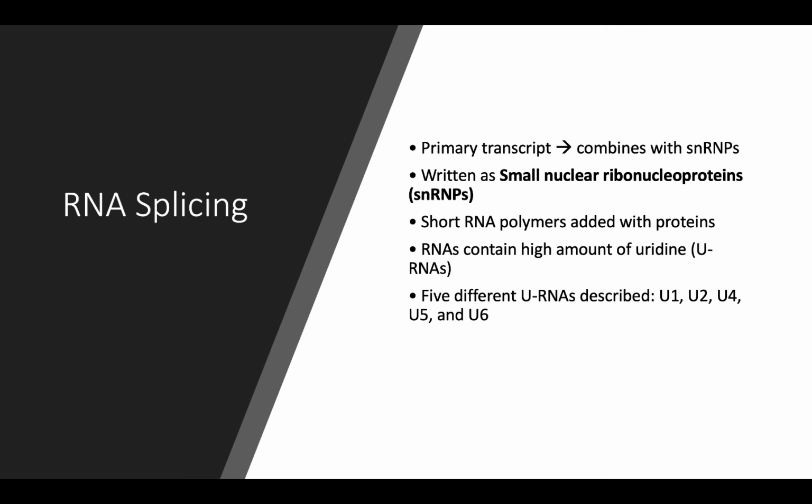Because they contain so much uridine, in other books you will see them usually called uRNAs. So you will have U1, U2, U4, U5, U6 and so on. What do they do? These are short RNA polymers whose sequences are recognized by proteins, and they are complexed with proteins. Once they are complexed with proteins, they are able to identify, through their sequence, the AG and the GU, and then to splice out the intervening sequences, the introns.